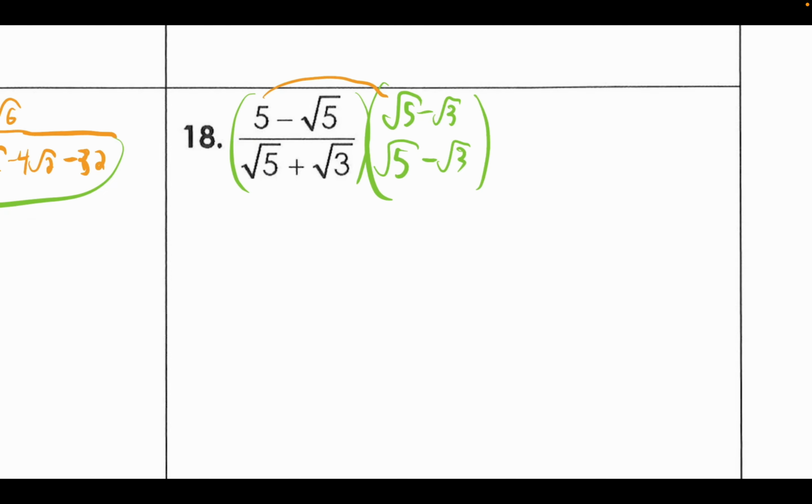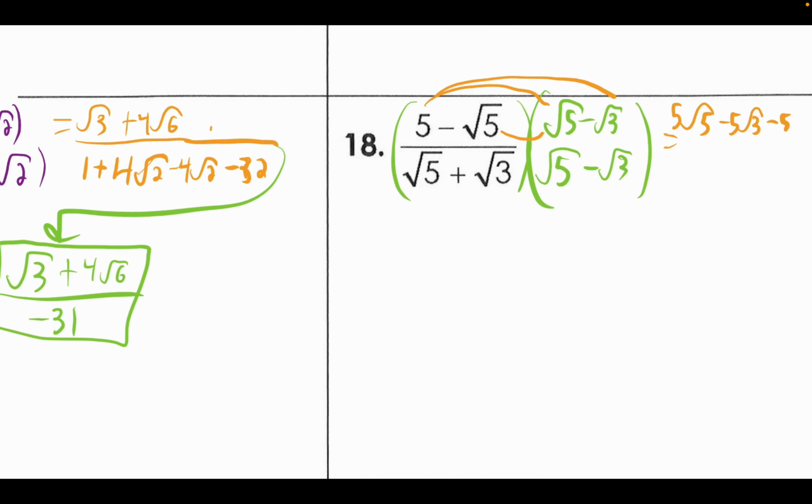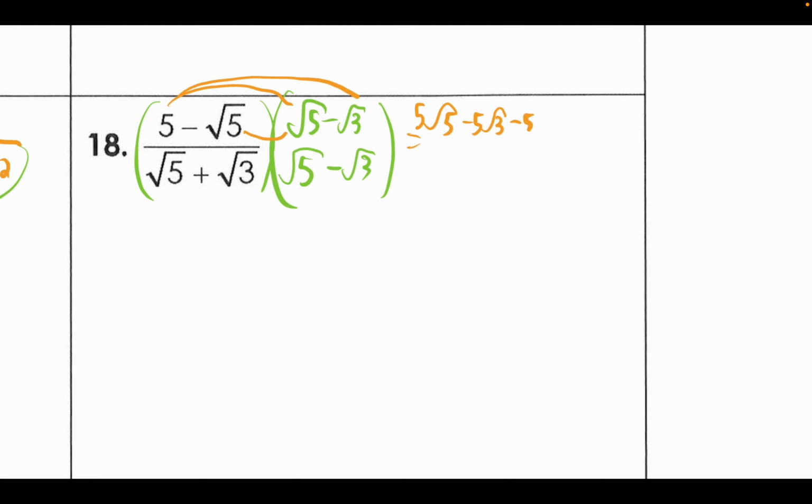So 5 times square root of 5 is 5 square root of 5. 5 times negative square root of 3 is negative 5 square root of 3. Negative square root of 5 times square root of 5 is negative 5. My iPad just glitched. Negative square root of 5 times negative square root of 3 is positive square root of 15. None of those simplify or have anything in common, so they're all just going to stay the same. We're just going to have 4 terms in our numerator.